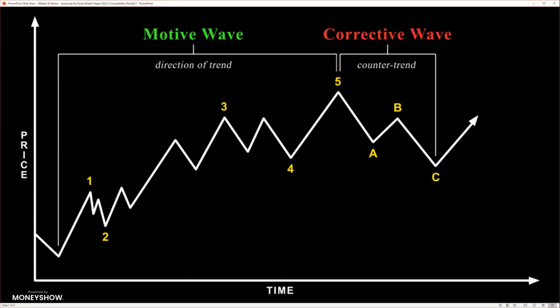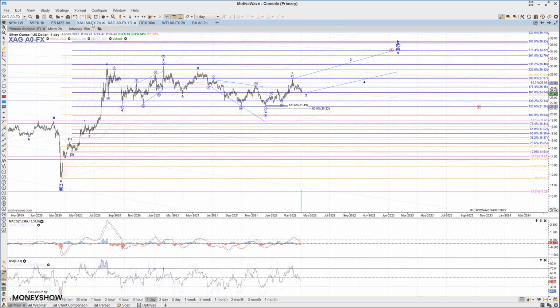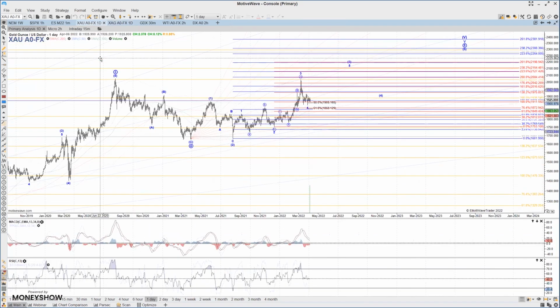So I'm going to switch here. Bear with me while I change to my charting software. There we go. So you should see, let's start with gold. The daily chart of gold pulled up on my screen currently.